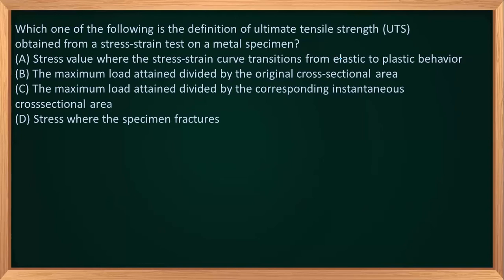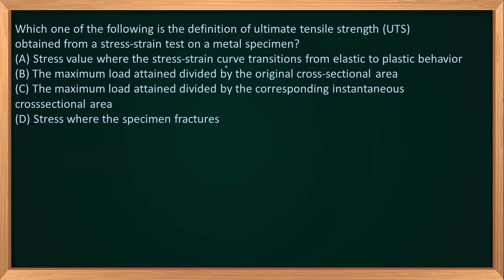Which of the following is the definition of ultimate tensile strength obtained from a stress strain test for a metal specimen? The choices are: the stress value where the stress strain curve transforms from elastic to plastic behavior; the maximum load attained divided by the original area of cross section; the maximum load attained divided by the corresponding instantaneous cross sectional area; and the stress where the specimen fractures. So what is the first one?